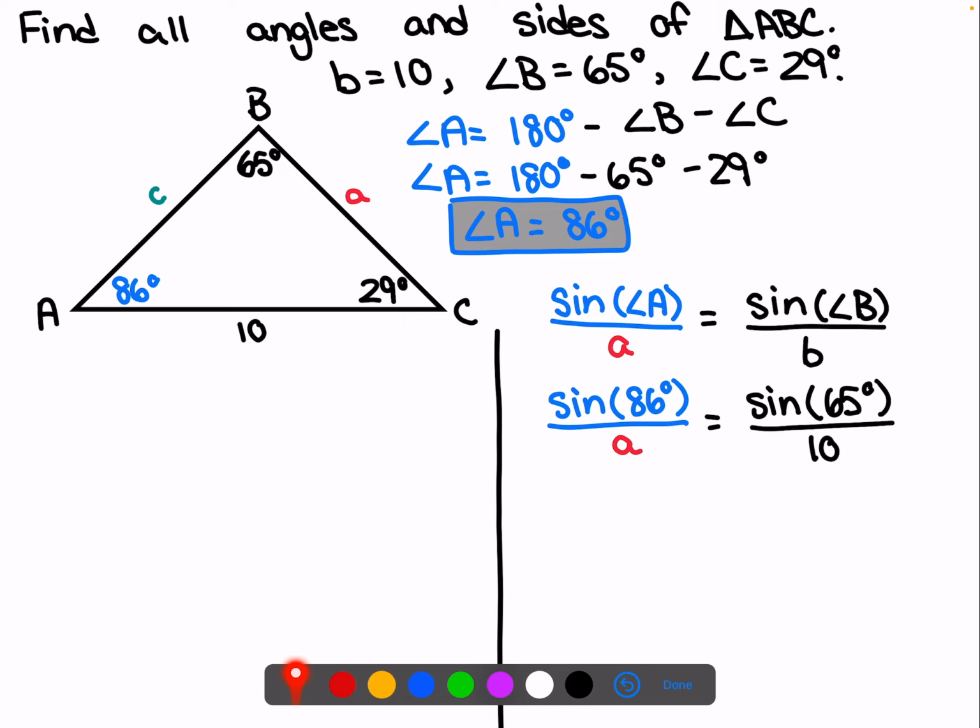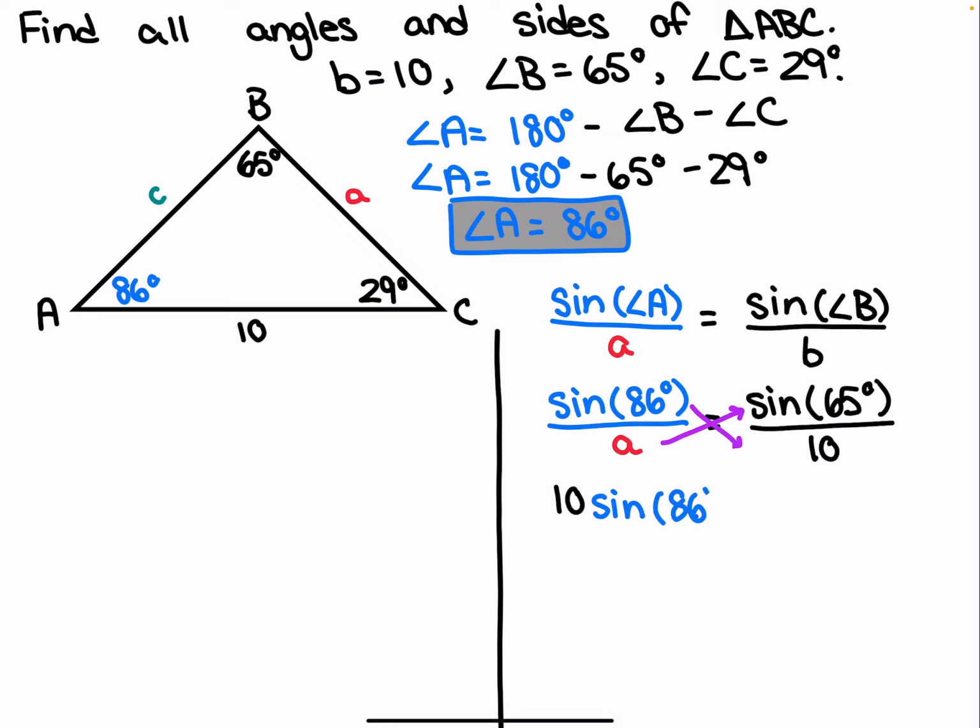And my tip here: do not convert the sine functions into decimals until the very end of your problem. If you do it beforehand, you're going to have lots of decimals and lots of room for error. If you save it till the end, you should be good to go. So we cross multiply. This will give us 10 sine of 86 equals a sine of 65.